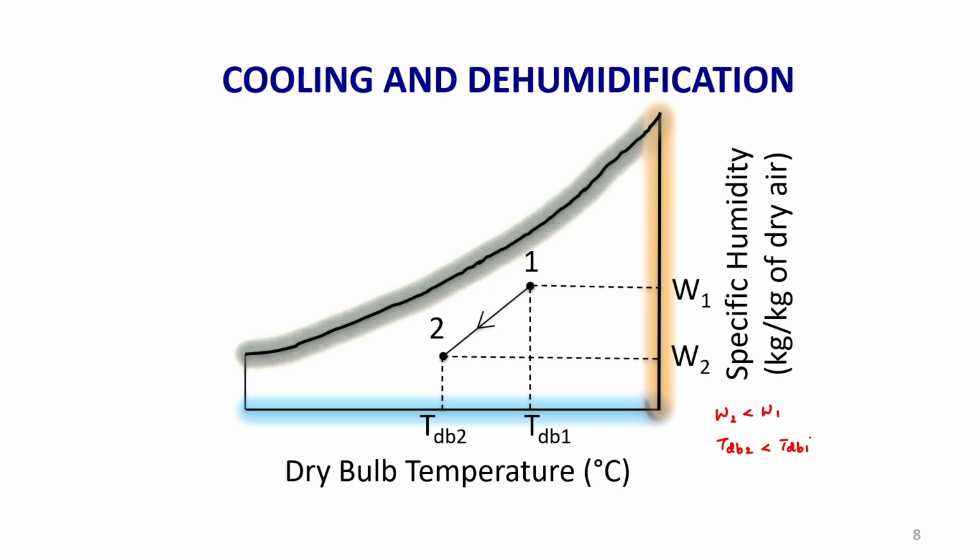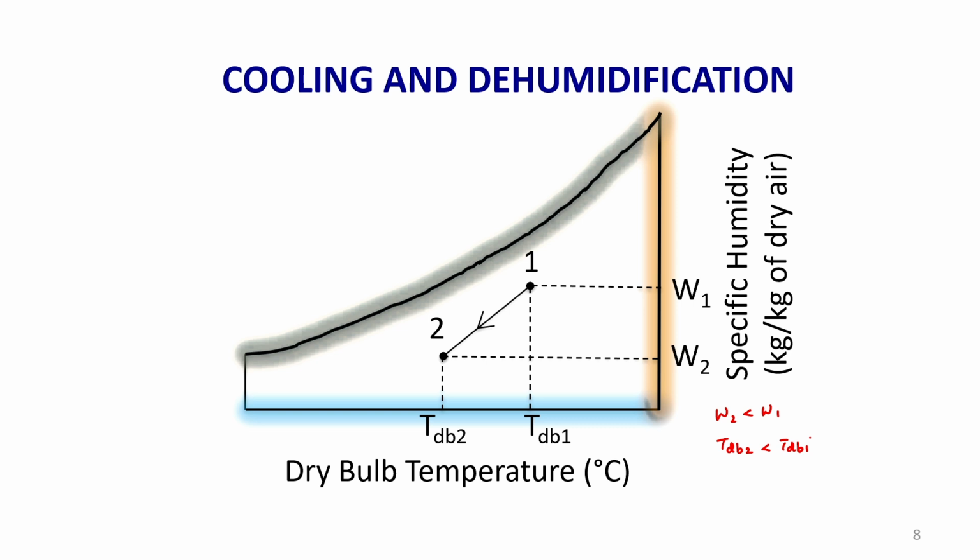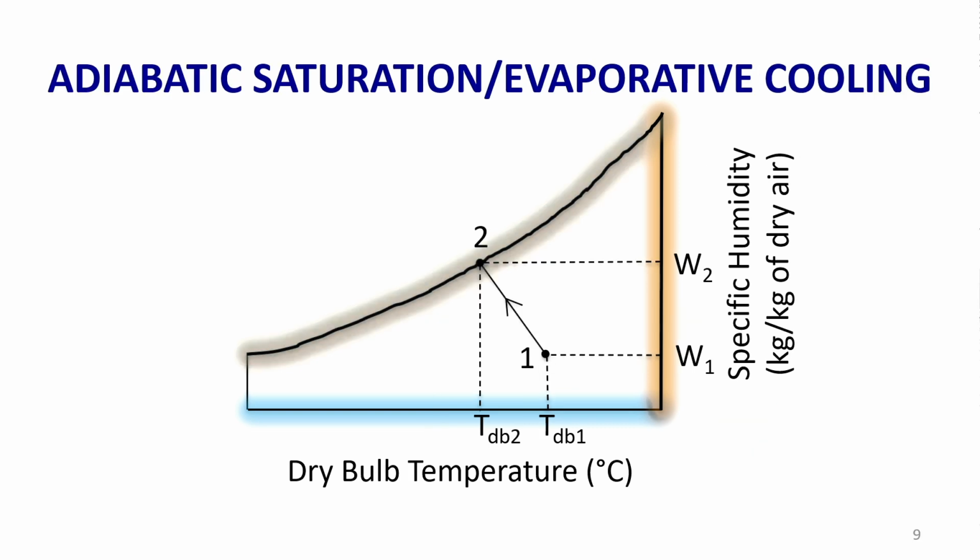So, we have covered 6 processes. First is sensible heating, second one is sensible cooling, then humidification, fourth one is dehumidification, fifth one is the combination of process 1 and 3, heating and humidification, and the process which you have seen just now is the combination of process 2 and process 4, which is cooling and dehumidification. Let us move to the 7th process. It is called the adiabatic saturation or evaporative cooling.